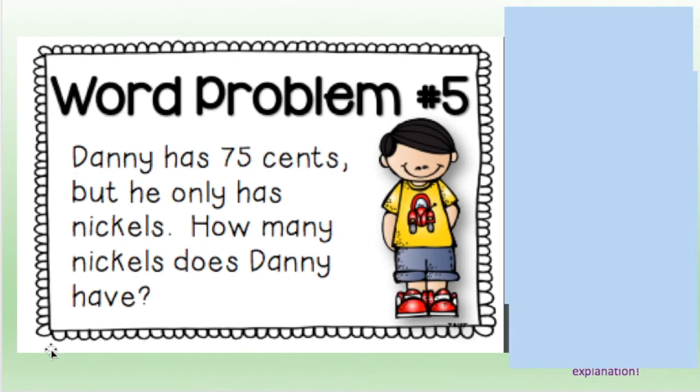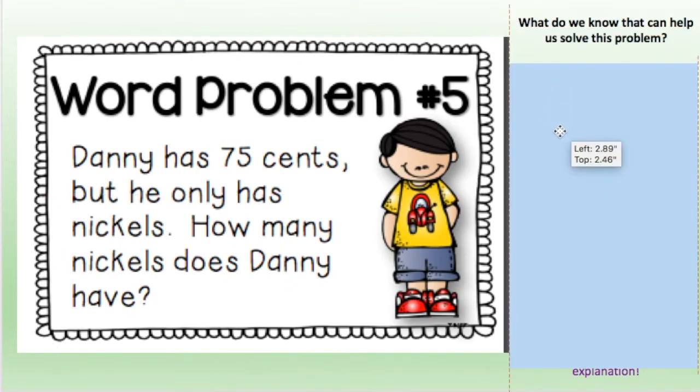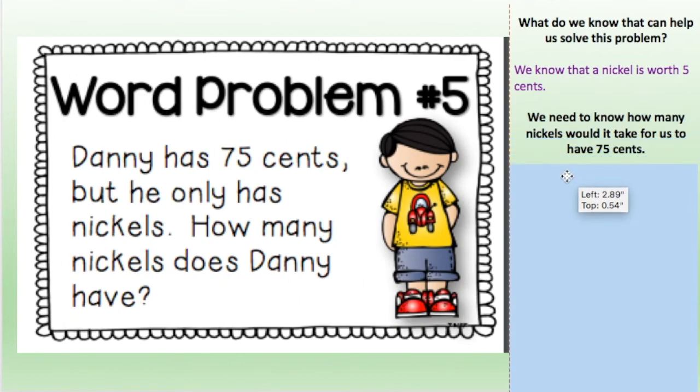Word problem number 5. This is the last one we're going to do together before I send you guys off to do a few on your own. Danny has 75 cents, but he only has nickels. Ooh, interesting. How many nickels does Danny have? So thinking about what we know that can help us solve this problem, we know that a nickel is worth 5 cents. Nod your head up and down if you knew that. Great. Now we need to know how many nickels it would take for us to have 75 cents.